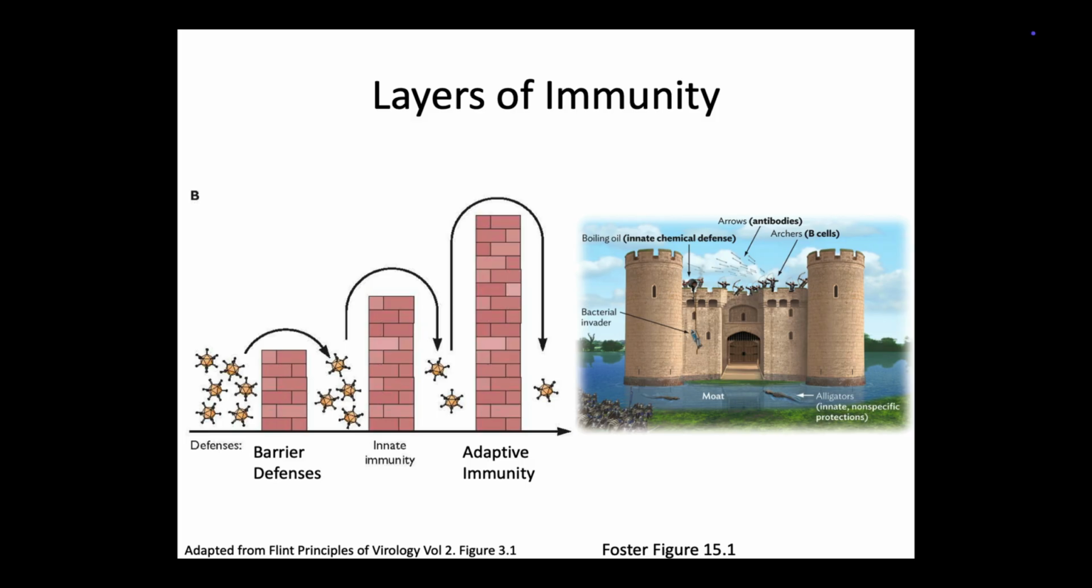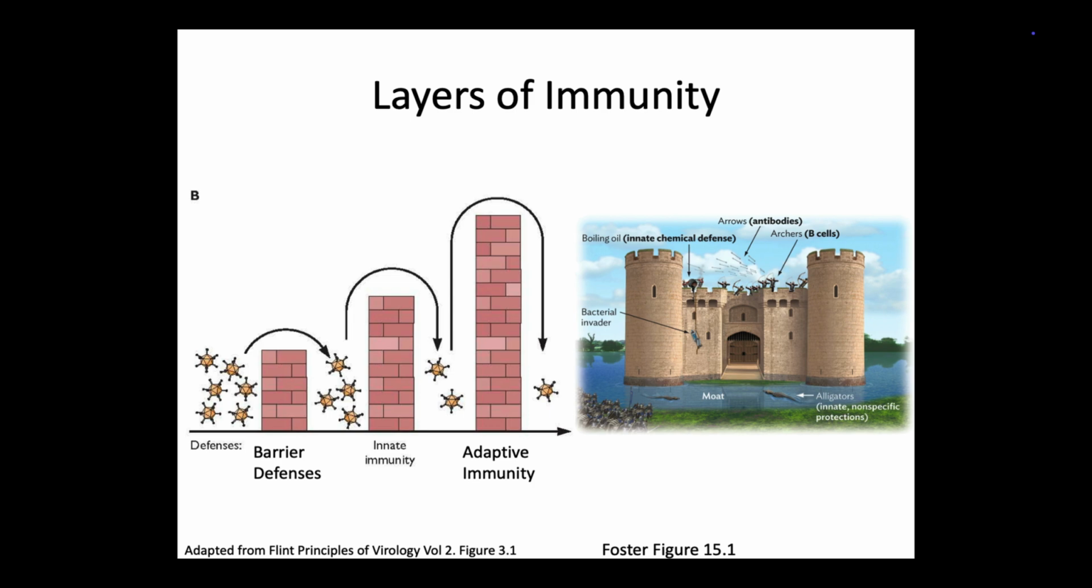And so you can see these different layers first on the left. We've got these 3 layers of barrier defenses or barrier immunity, innate defenses or innate immunity, adaptive defenses or adaptive immunity. And so one of the ways that immunologists divide up all of the different parts of the immune system is they say, okay, is this barrier, is this innate, is this adaptive?